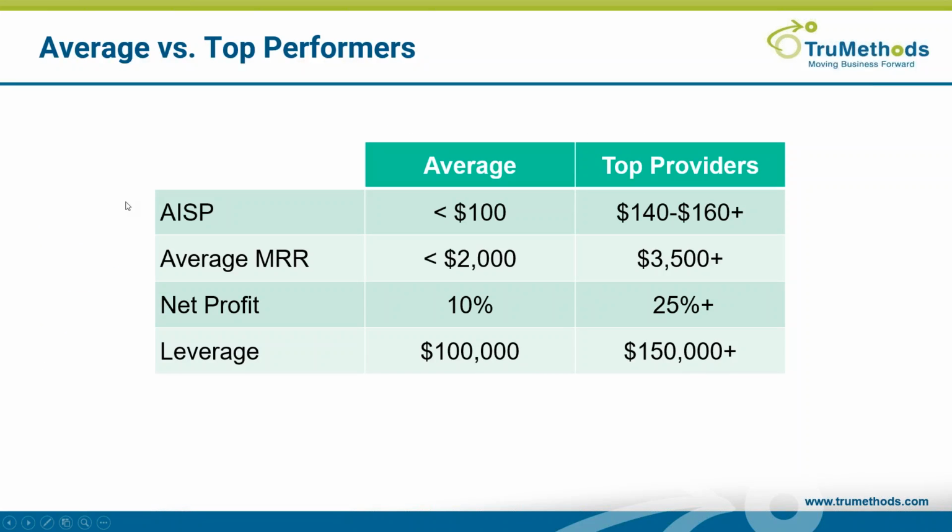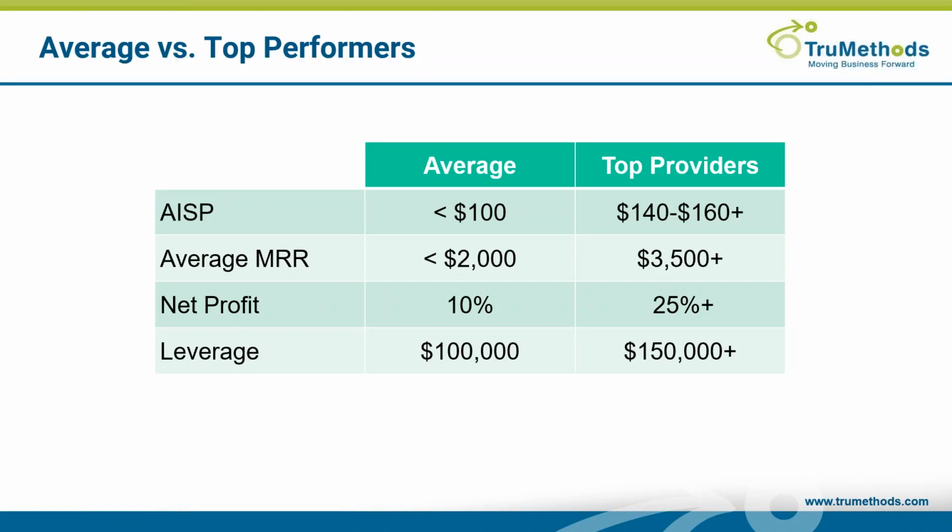And really some results. Average providers, when it comes to the average all-in seat price, so in other words, the average price you command per seat. If you take all your recurring revenue, divide it by all the seats or users you support, average companies are 100 or less, $110 on average per seat, where top providers are in the 140 to 160 a seat range, a huge difference.